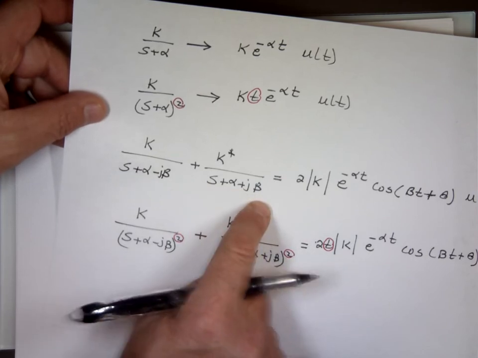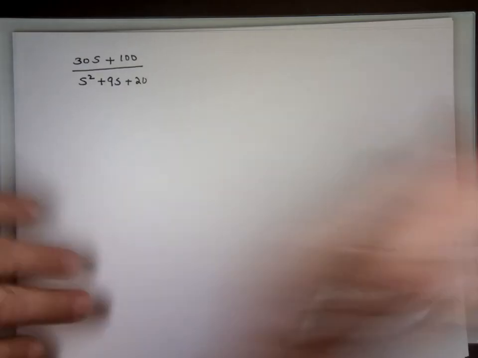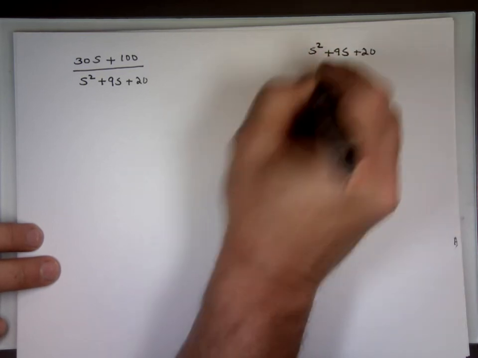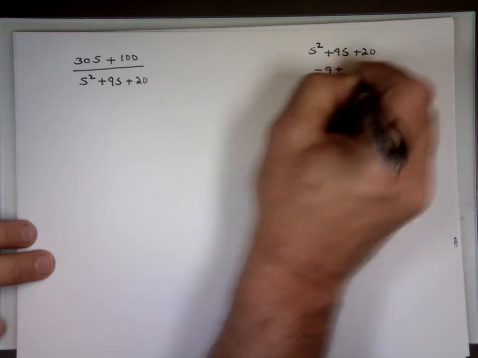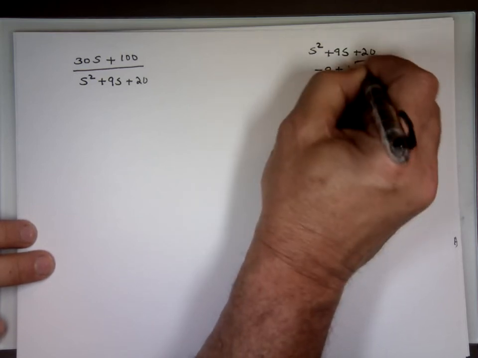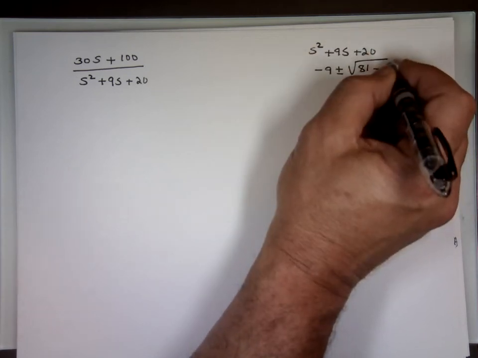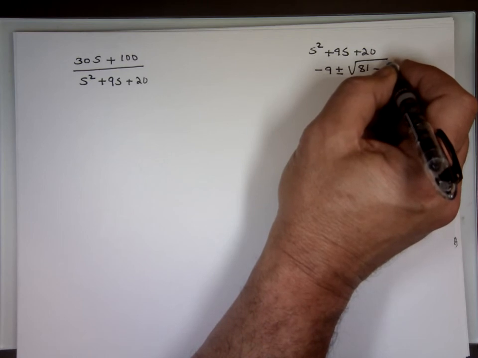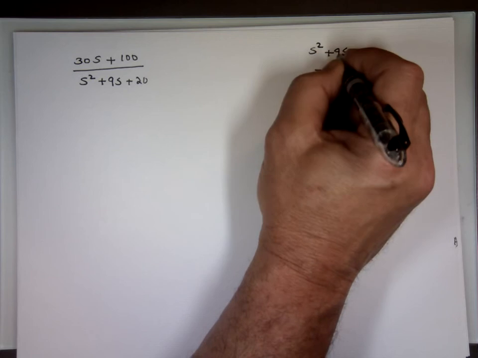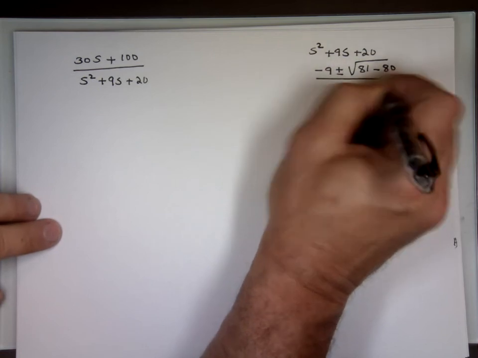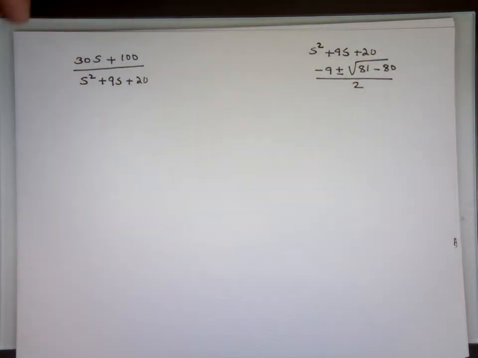I just got to find what alpha and beta is. So I'll take s squared plus 9s plus 20, and let's factor that. That's negative 9 plus or minus the square root of 81 minus 4 times a times c. 4 times 20, which is what? Oh, wait a minute. 4, that's 80, divided by what? Well, I can factor that. What am I thinking? Because you can factor that to what? Yeah, plus 4 plus 5.